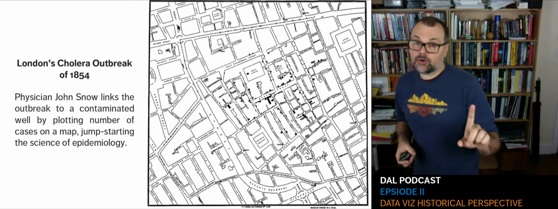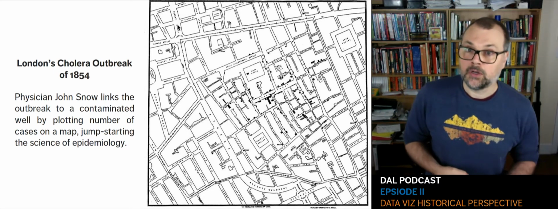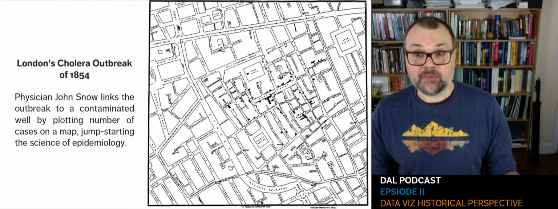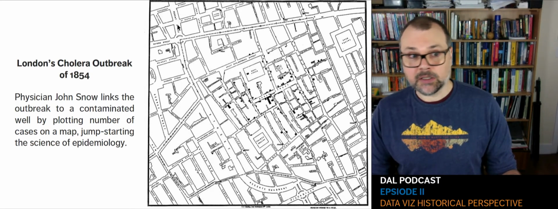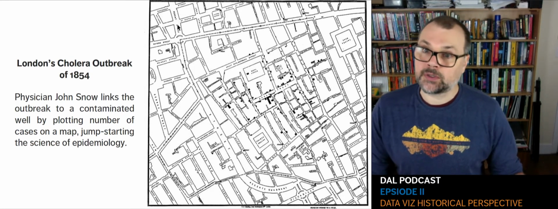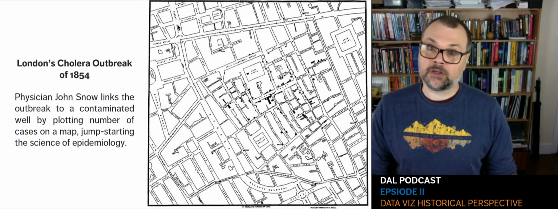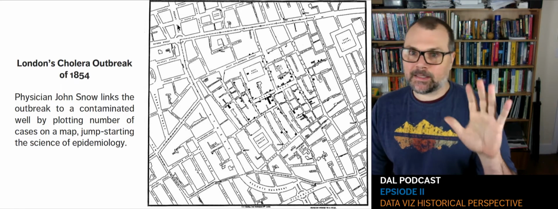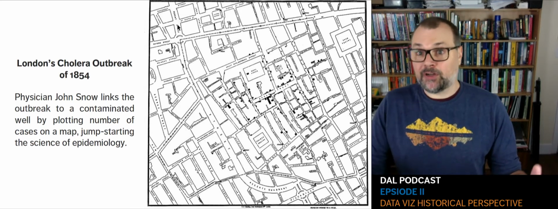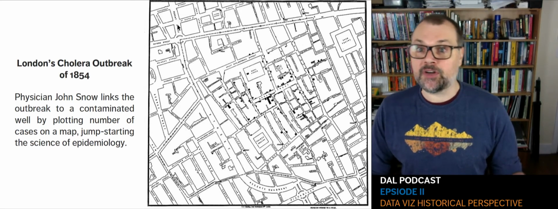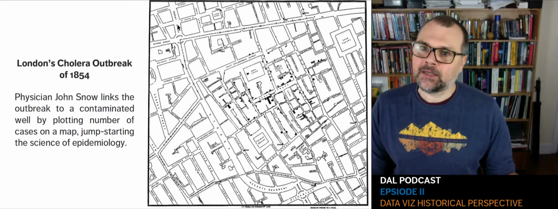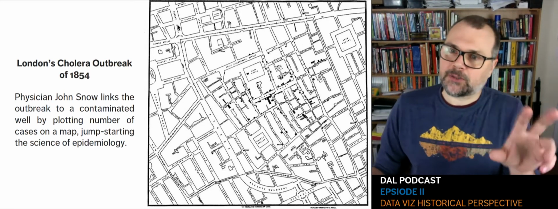Perhaps one of the first historical visualizations that was used to do something other than art is John Snow's map of the cholera outbreak in London in 1854. Basically what was happening is that there was an outbreak of cholera and people were dying and nobody knew why. I mean, yes, they died because they had cholera, but why is it that they're dying in specific spots and not other spots?